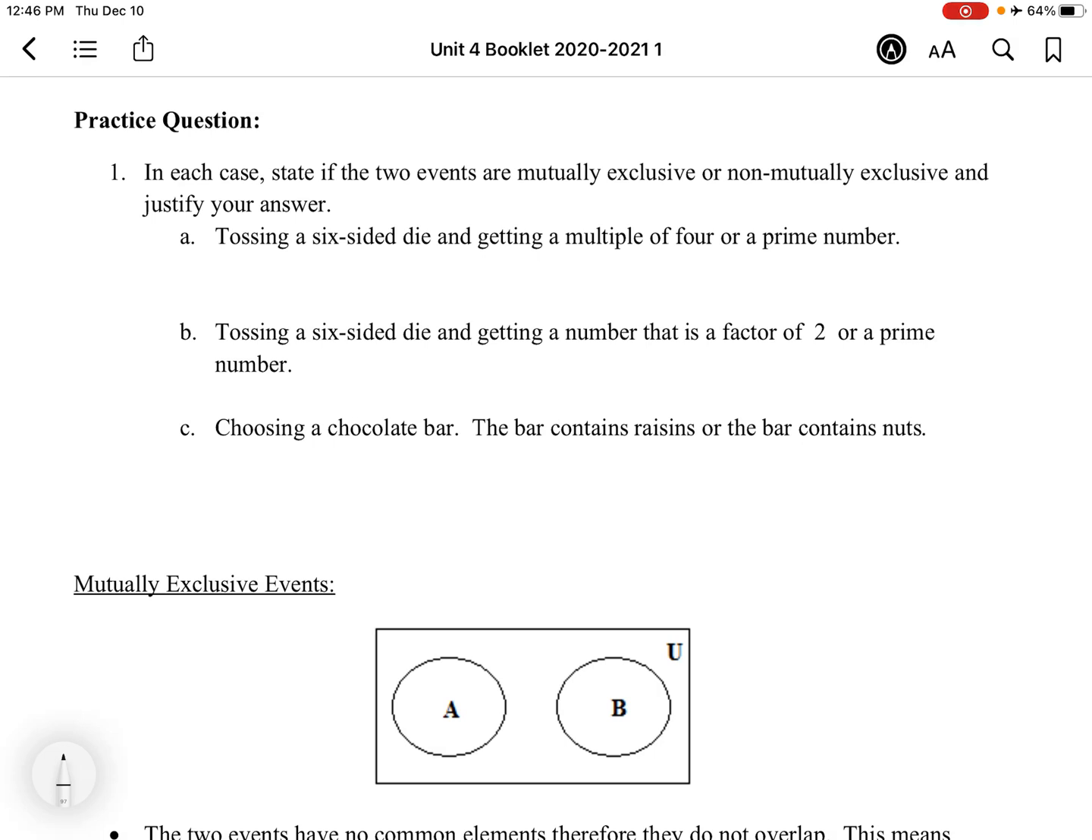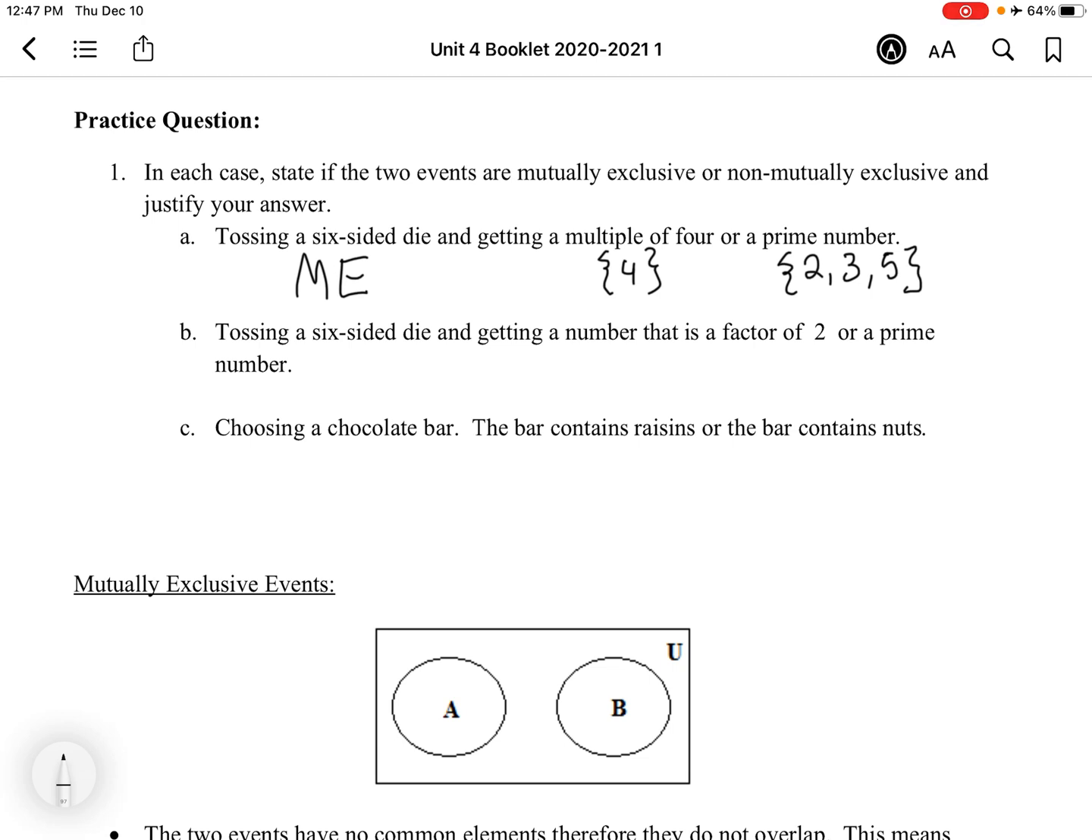Okay, so tossing a 6-sided die and getting a multiple of 4 or a prime number. Well, if we look at the multiples of 4 on a 6-sided die, this is just 4. And this would be, we just came up with those, 2, 3, and 5. So these are mutually exclusive because you can't have both of these happen at the same time, right? There's no common outcomes to both events. So these are mutually exclusive.